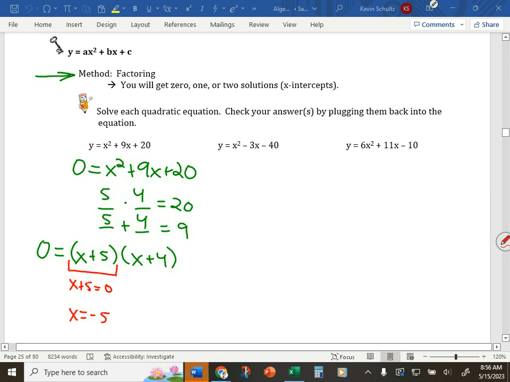So this kind of goes back to our last example, where we set each expression equal to 0, right? What value for x makes it 0? What value for x makes x plus 4 equal to 0? Negative 4.